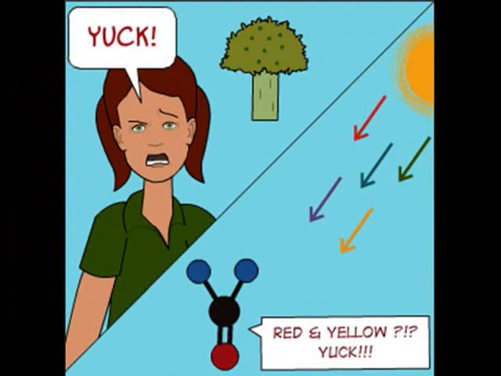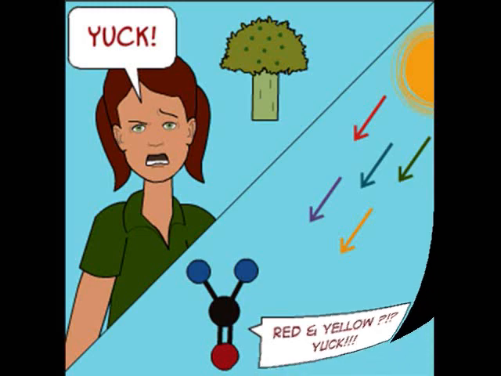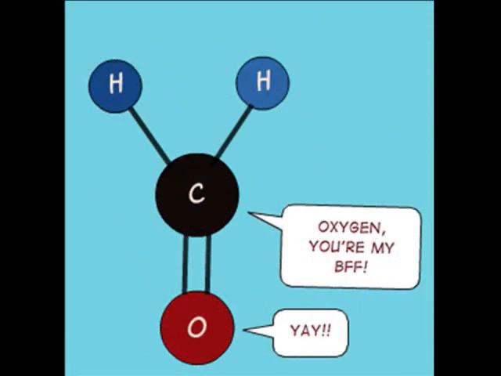First, he's really picky. You don't like broccoli? Well, he doesn't like certain wavelengths of sunlight and won't interact with them. Second, he can break apart in different ways. See that double bond between the carbon and oxygen? This is stronger than the single bond between the carbon and hydrogen atoms. Carbon and oxygen, they're like best friends. It's going to be really hard to separate them.